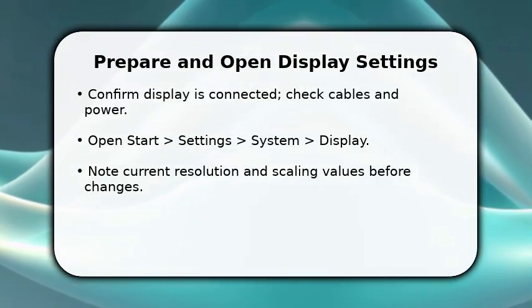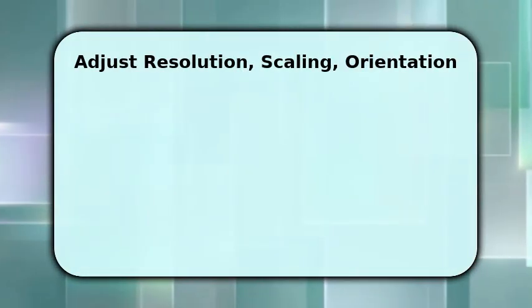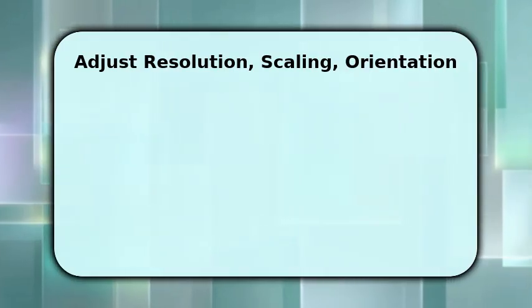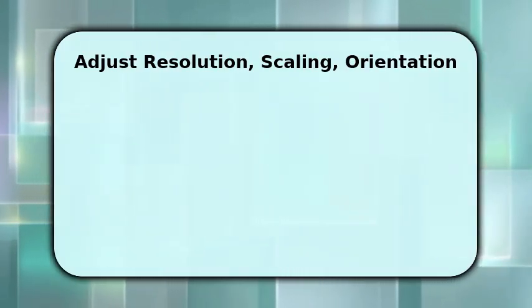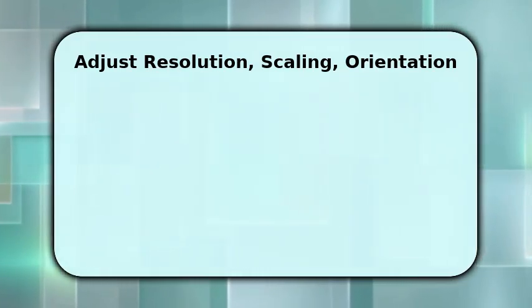You now change resolution to the monitor's native setting. This gives sharpest display. If text or icons look too small, change scaling. Try 100%, 125%, 150%, and apply each setting to judge clarity.